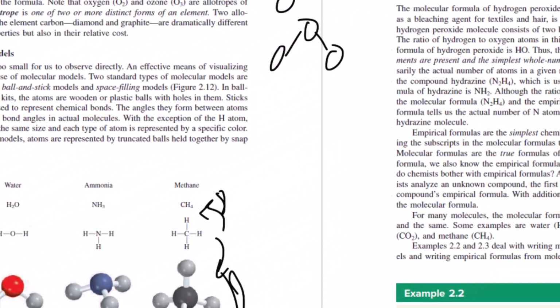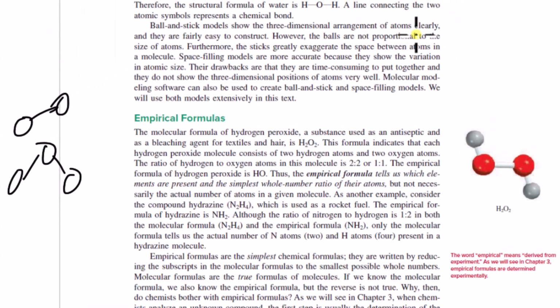Ball and stick models show the three-dimensional arrangement of atoms clearly, and they are fairly easy to construct. However, the balls are not proportional to the size of atoms. Furthermore, the sticks greatly exaggerate the space between atoms in a molecule. Space-filling models are more accurate because they show the variation in atomic size. Their drawbacks are that they are time-consuming to put together, and they do not show the three-dimensional positions of atoms very well. Molecular modeling software can also be used to create ball and stick and space-filling models. We will use both models extensively in this text.